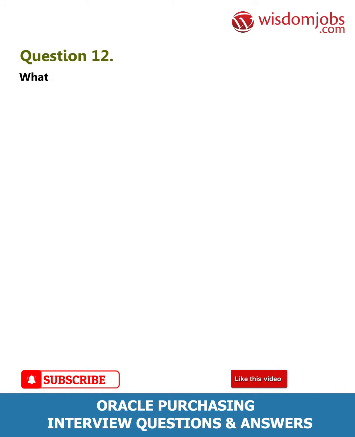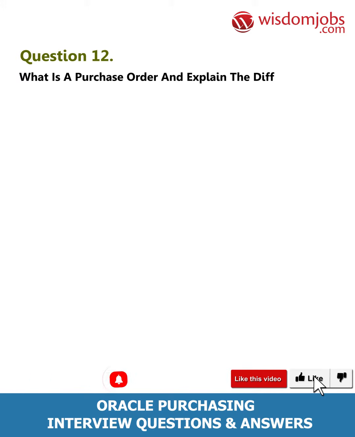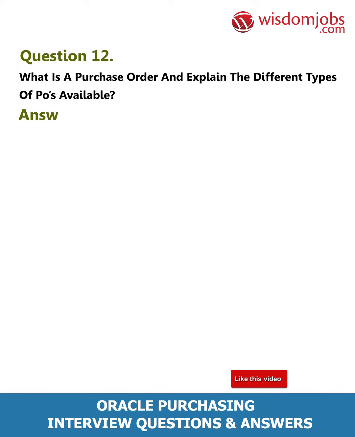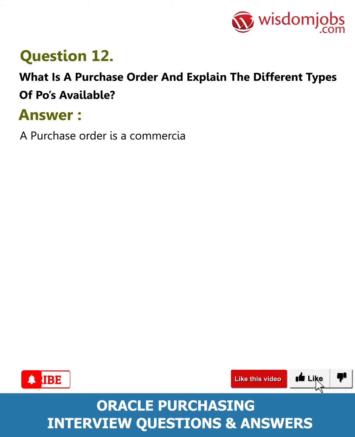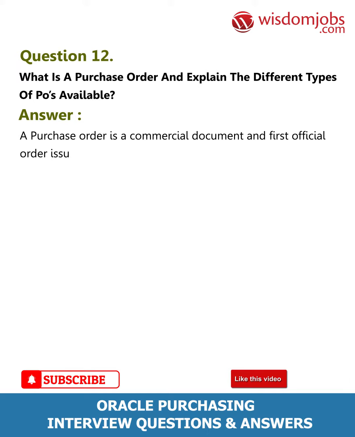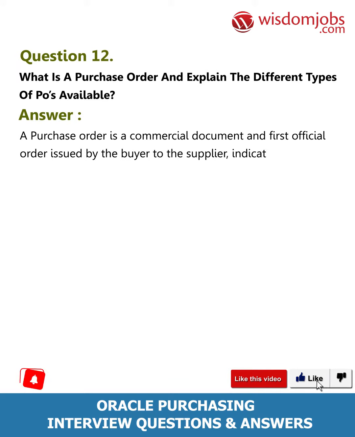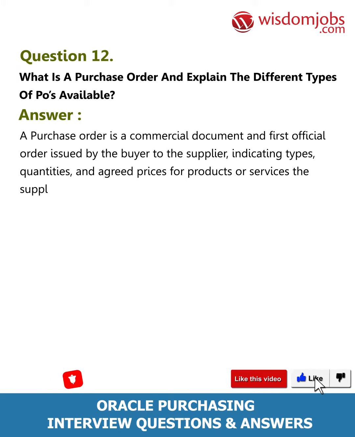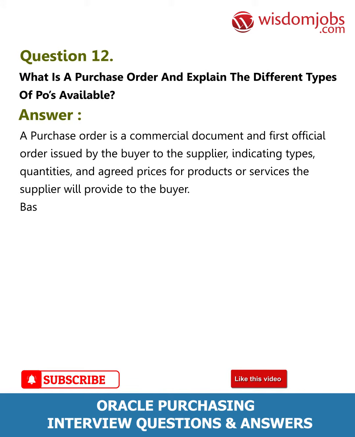Question 12. What is a purchase order and explain the different types of POs available? Answer. A purchase order is a commercial document and first official order issued by the buyer to the supplier, indicating types, quantities, and agreed prices for products or services the supplier will provide to the buyer. Basically, there are 4 types of purchase orders.